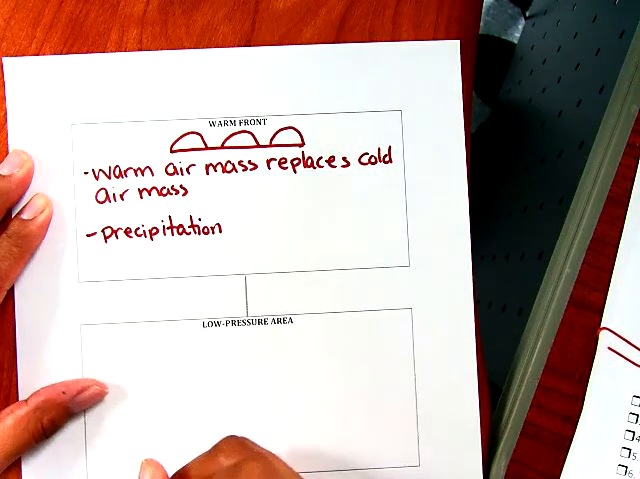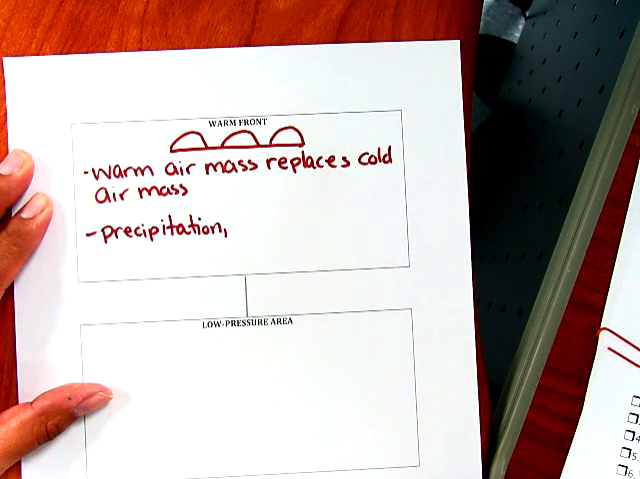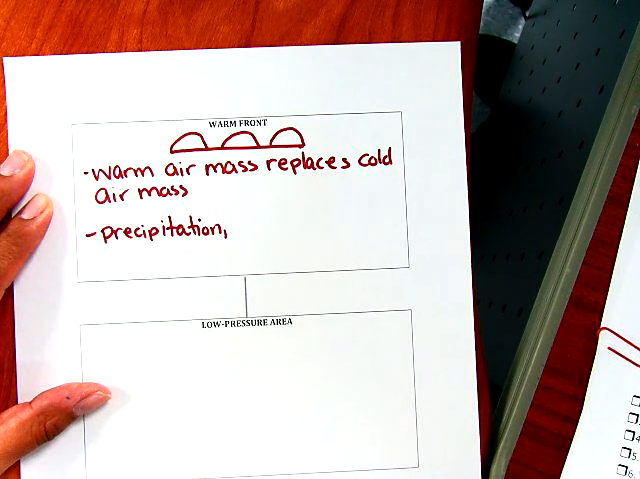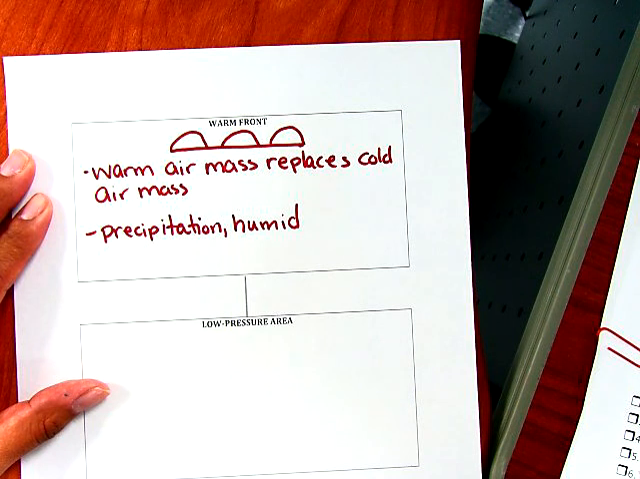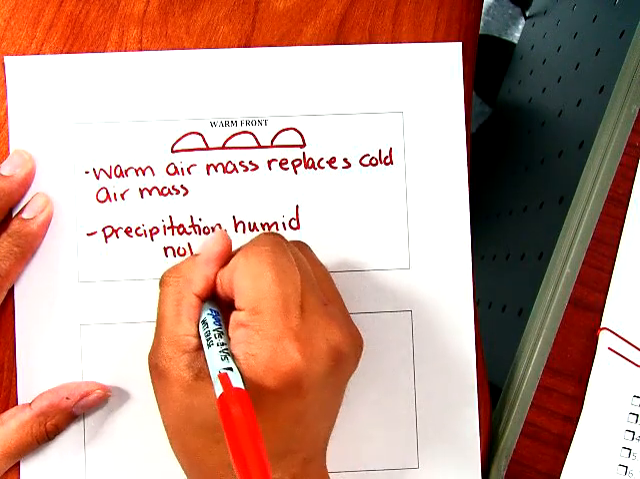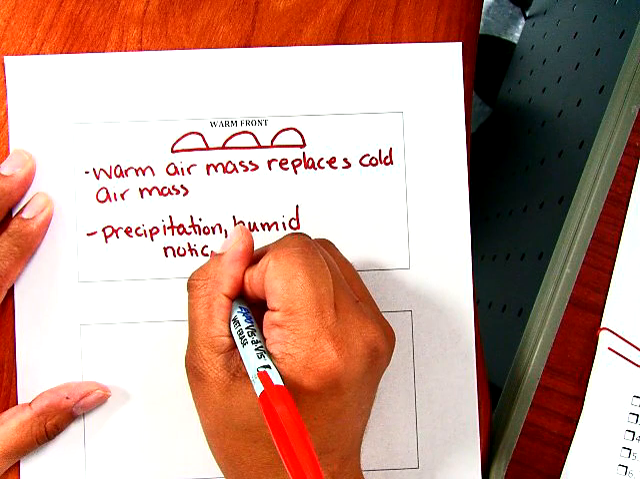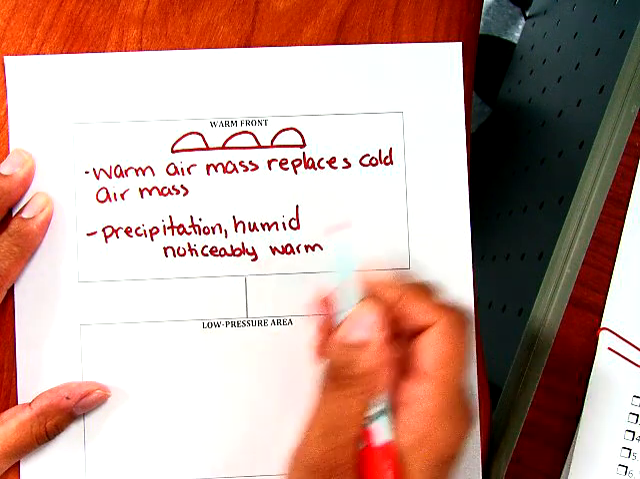Notice if it's warmer air, remember what happens when the air is warm. What happens to the water that's on the ground? It rises. That's called what? Evaporation, which means that in the air you're going to have moisture, so it's going to be humid. And the fact that it's humid, it could rise and form clouds, which then could form precipitation. That's why you have precipitation there. It is going to be noticeably warmer.